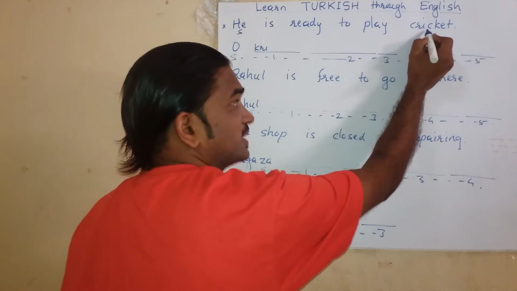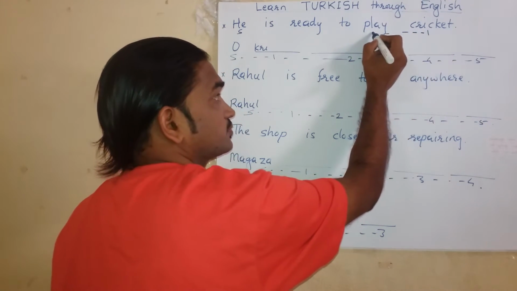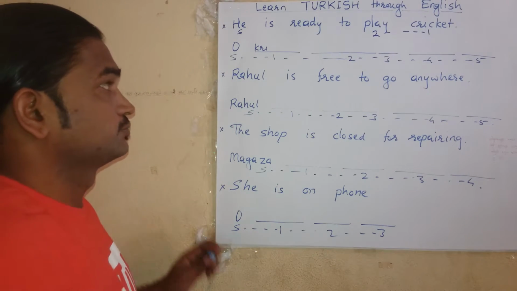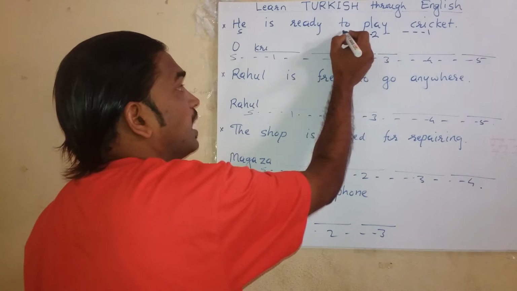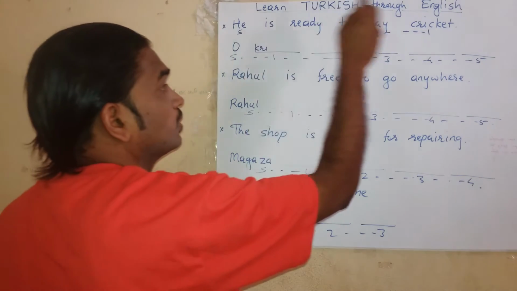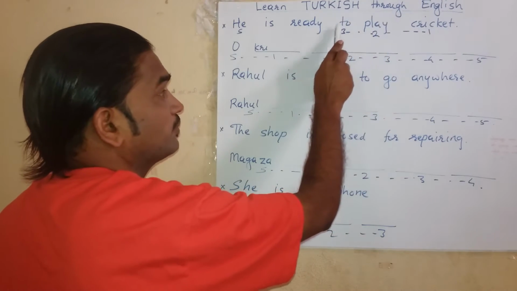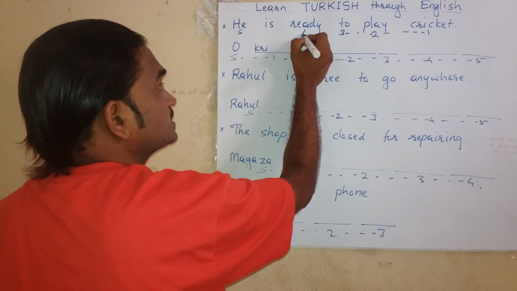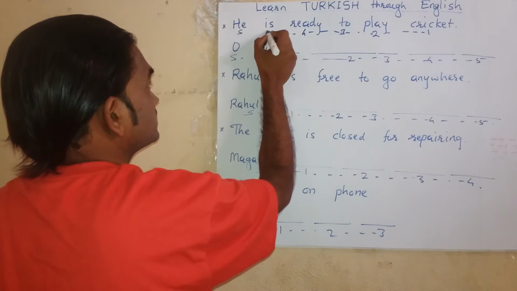Here, at the end of the sentence, above one is cricket. O cricket. The word for play is oynam ya. Look here. O cricket oynam ya hazir di. The word for ready is hazir. The word for is is dir.